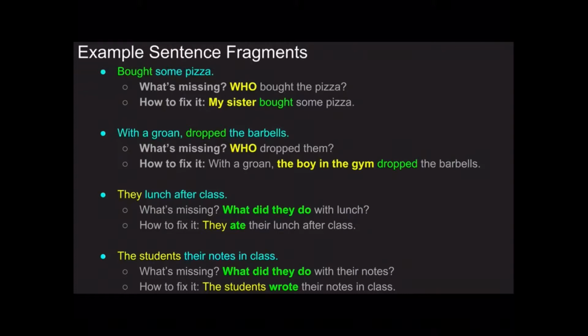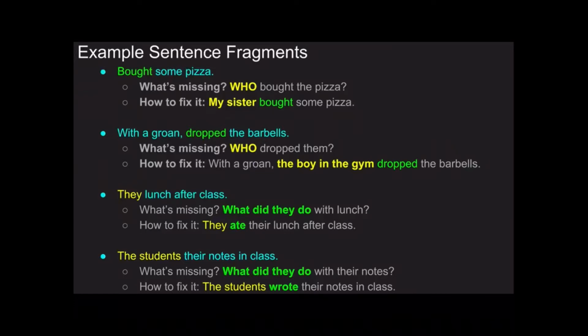So I've highlighted the verb in green, so we know somebody bought pizza, but we don't know who bought the pizza. So that's what's missing. Our subject in yellow is missing. So the way you fix this is then to go back in and add a subject. So in this case, I said my sister, who is the subject, bought some pizza. So I have a subject and a verb, and now that forms a complete thought. So I have effectively fixed that first sentence fragment.